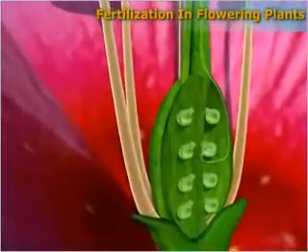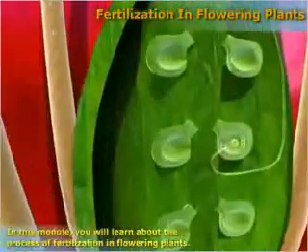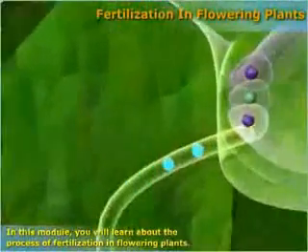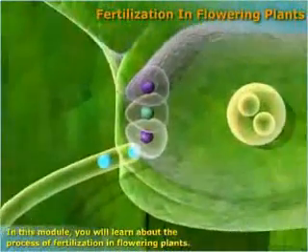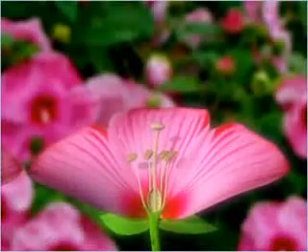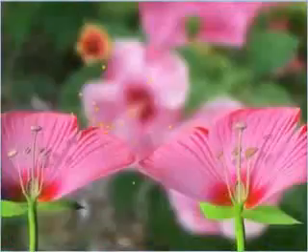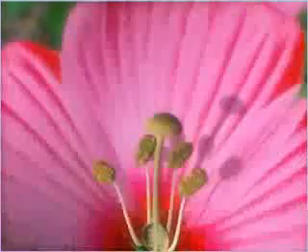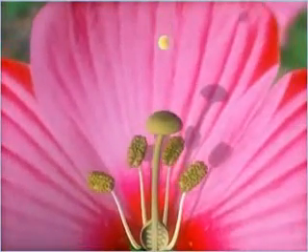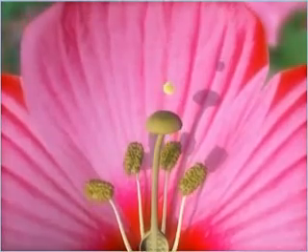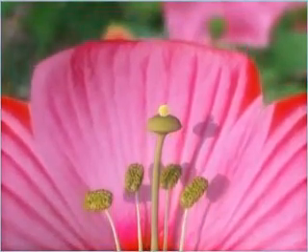Fertilization in flowering plants. In this module, you will learn about the process of fertilization in flowering plants. Fertilization in flowering plants is defined as the fusion of a pollen grain with an ovule to form a diploid zygote which later develops into an embryo.